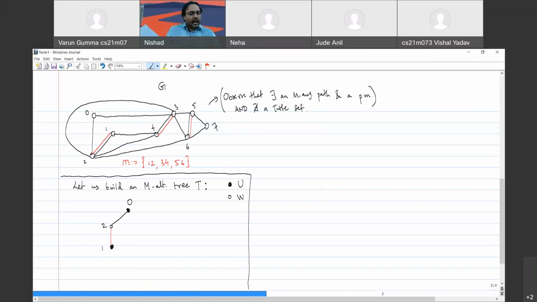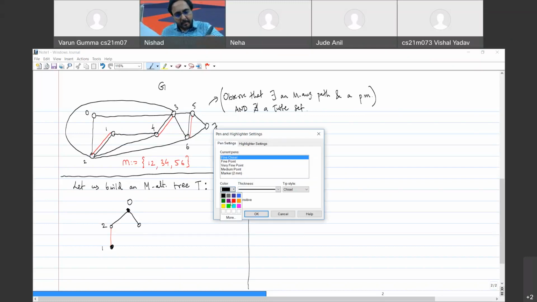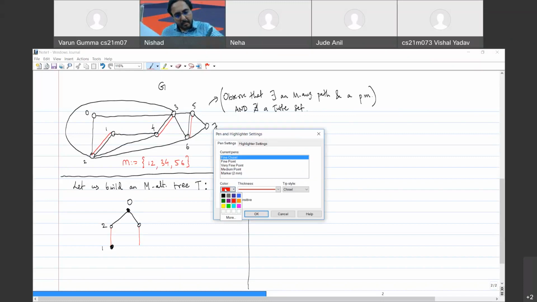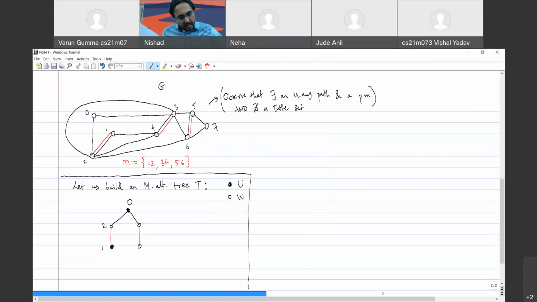Okay, now let's try again. Let's look at other neighbors of 0. Well, another neighbor of 0 is the vertex 3. And it is also matched. So let me add both of those to the tree. So we got 3 and its matched neighbor is 4.